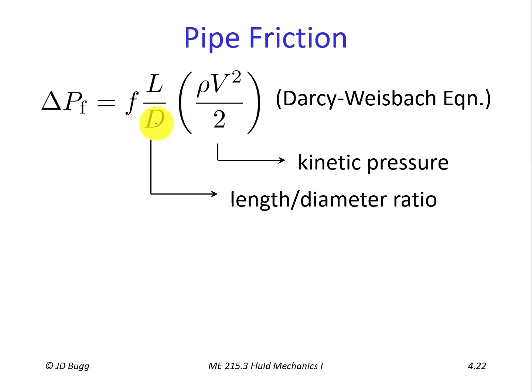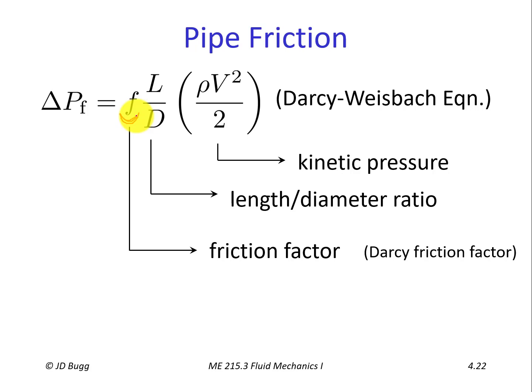We start to see there, and this makes a fair bit of sense, that a long pipe has a large pressure loss due to friction. But it turns out that small pipes also have large frictional pressure losses, hence the L over D, or length to diameter ratio. The very last part of the Darcy-Weisbach equation is a friction factor, called the Darcy friction factor. That is similar to the minor loss coefficient in that it's a multiplier applied to the kinetic pressure to get the pressure losses.